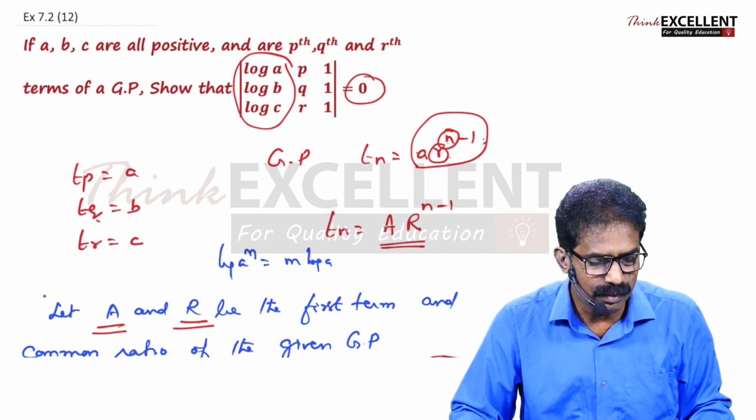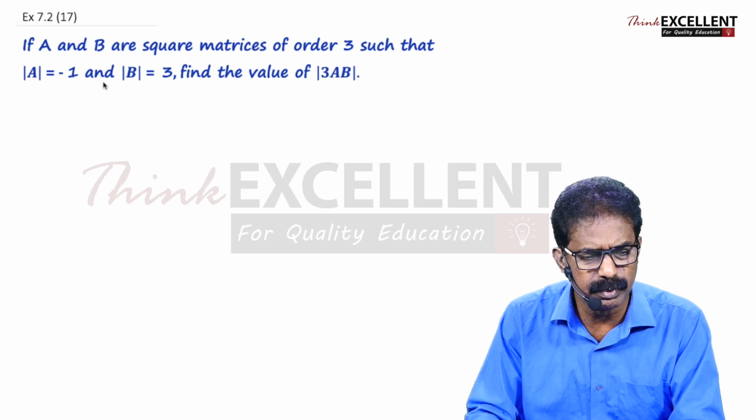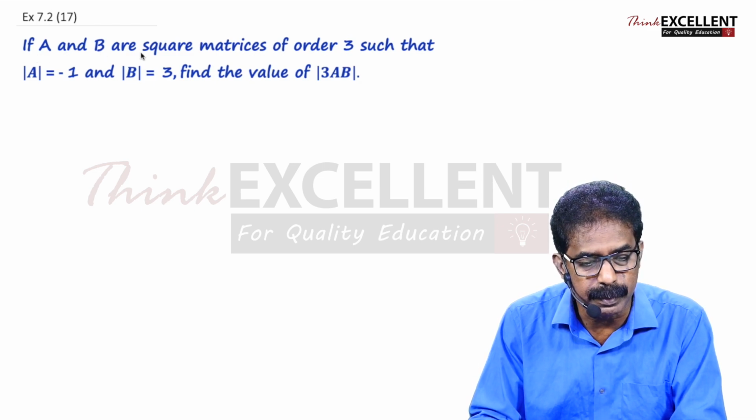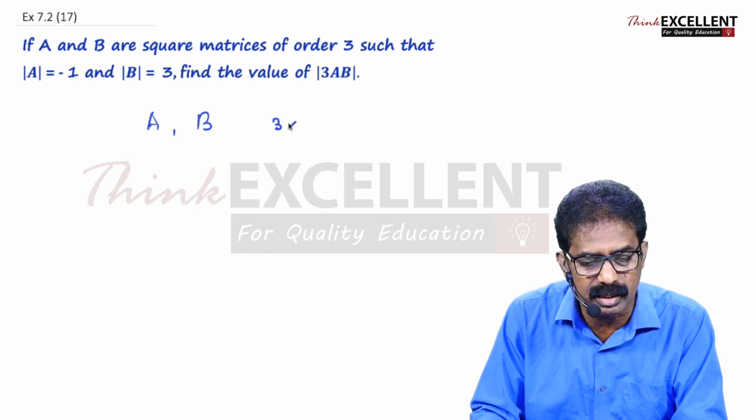Okay, now let's move on to question number 17. Very simple question. If A and B are square matrices of order 3, order 3 means 3 by 3.